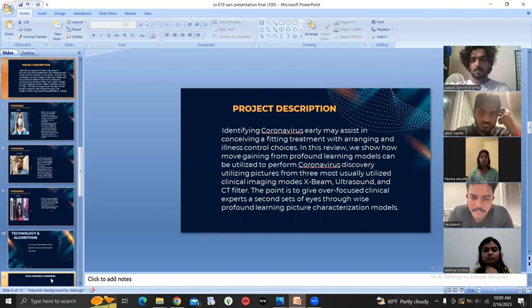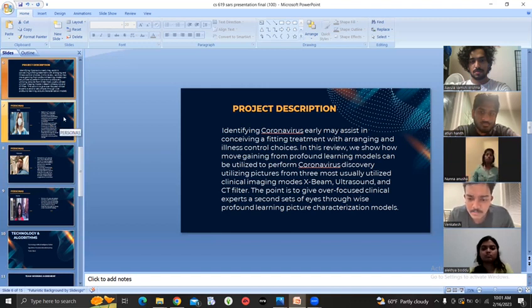And here comes the project description. Identifying the coronavirus early may assist in devising a fitting treatment, planning, and disease control choices. In this review, we show how transfer learning from deep learning models can be utilized to perform coronavirus detection, utilizing the images from the three most commonly utilized clinical imaging modes: X-ray, ultrasound, and CT scan. The aim is to give our overfocused clinical experts a second set of eyes through deep learning image classification models.